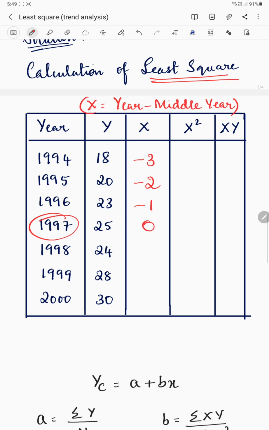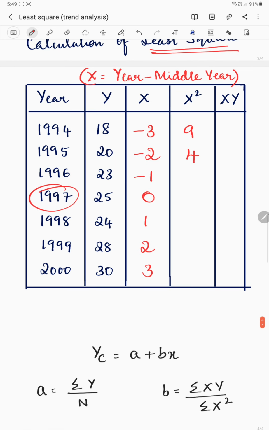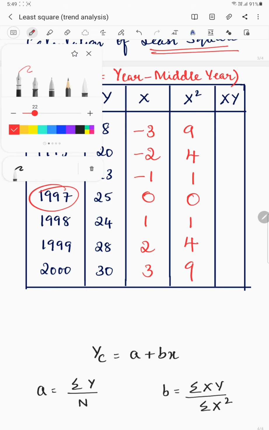This is 0. Then 1998 minus 1997 is 1, then 2 and 3. Okay. So x square: 3 3s are 9, 2 2s are 4, 1 1 is 1, 0, 1, 2 2s are 4, 3 3s are 9. Okay, now we are going to do xy.